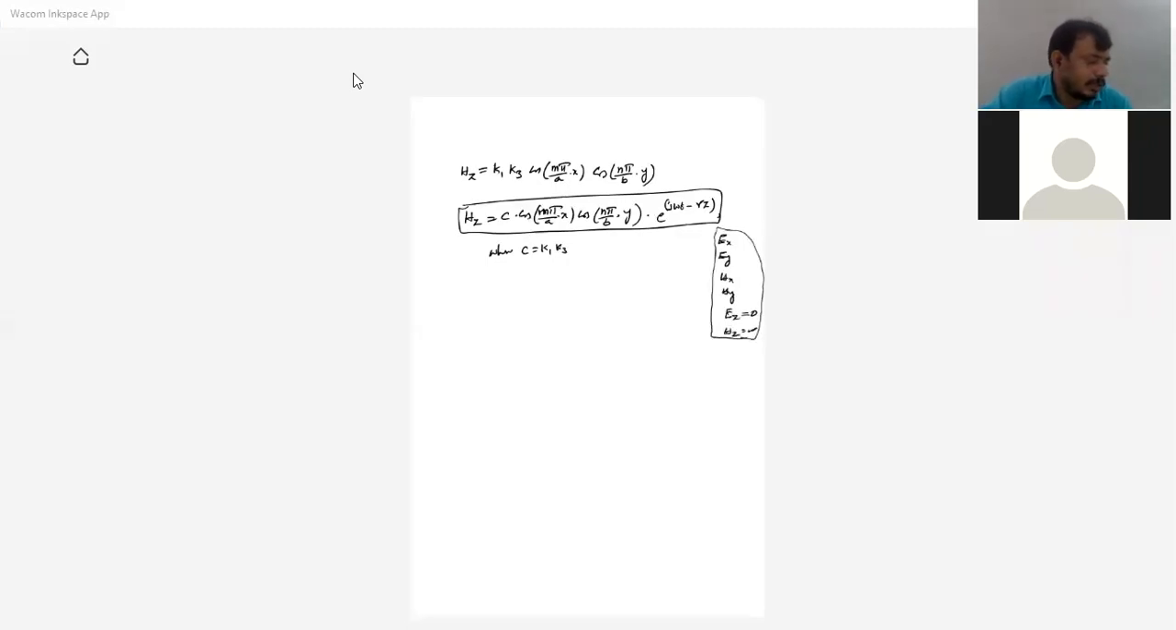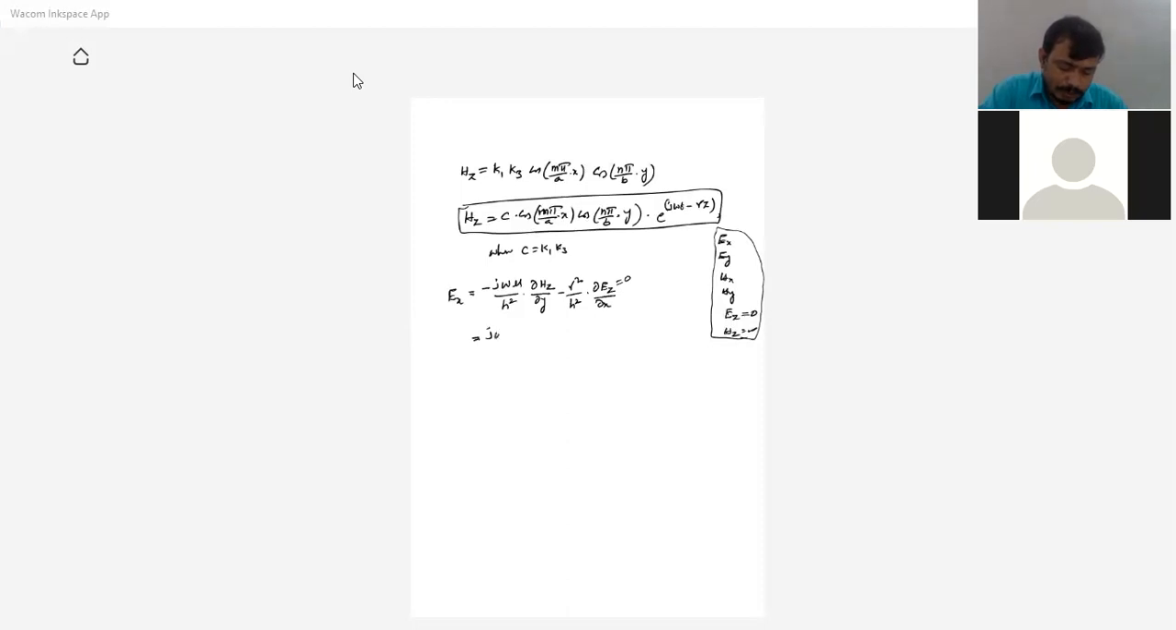So you can write Ex. What is the Ex now? Ex is equal to minus j omega mu by h square dou hz by dou y, and minus gamma square by h square dou ez by dou x. Already we know Ez is equal to 0 for TE mode, so we have only this one.